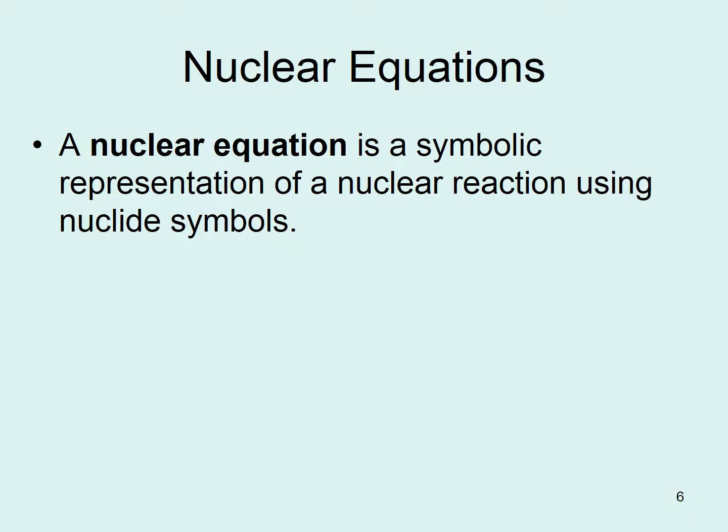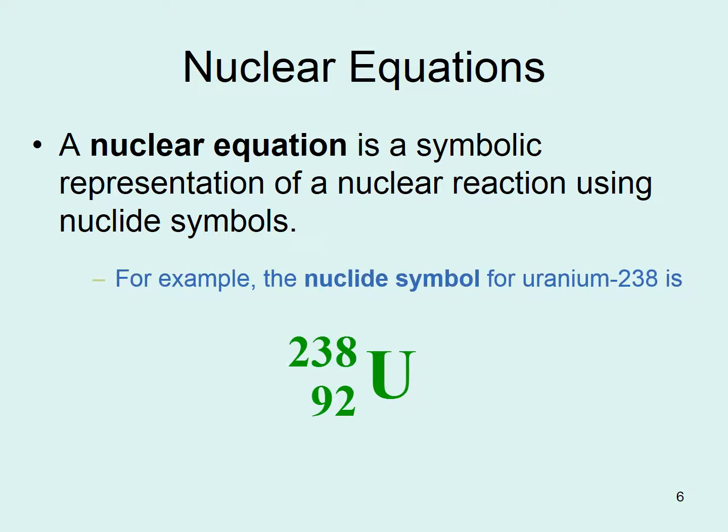So the first thing we want to be able to do is to write a nuclear equation. And so this is a symbolic representation of a nuclear reaction, and we're going to be using nuclide symbols. So we talked about nuclide symbols way back at the beginning of the year when we talked about protons, neutrons, and electrons. So here's an example of a nuclide symbol for uranium-238.